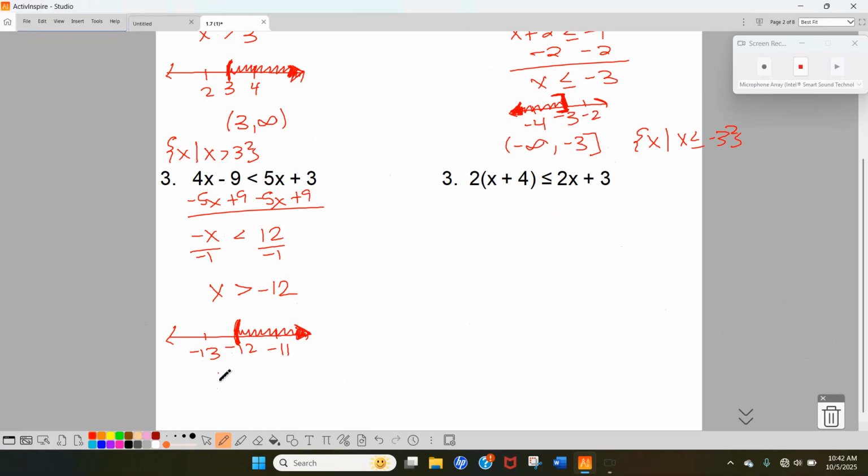So then interval notation says start as close to negative 12 as you want and go bigger. And set notation just puts the fancy stuff around your answer.